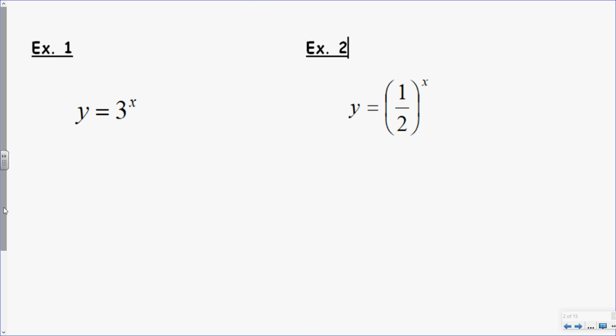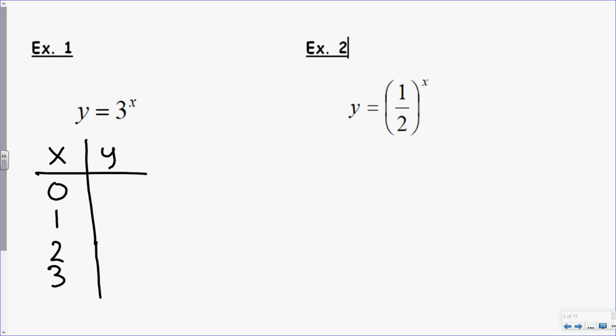All right, so let's look at example 1. 3 to the x. So let's make a table. x, y, 0, 1, 2, 3. 3 to the 0 is going to equal 1. 3 to the 1 is going to equal 3. What do you think 3 to the third is going to be?